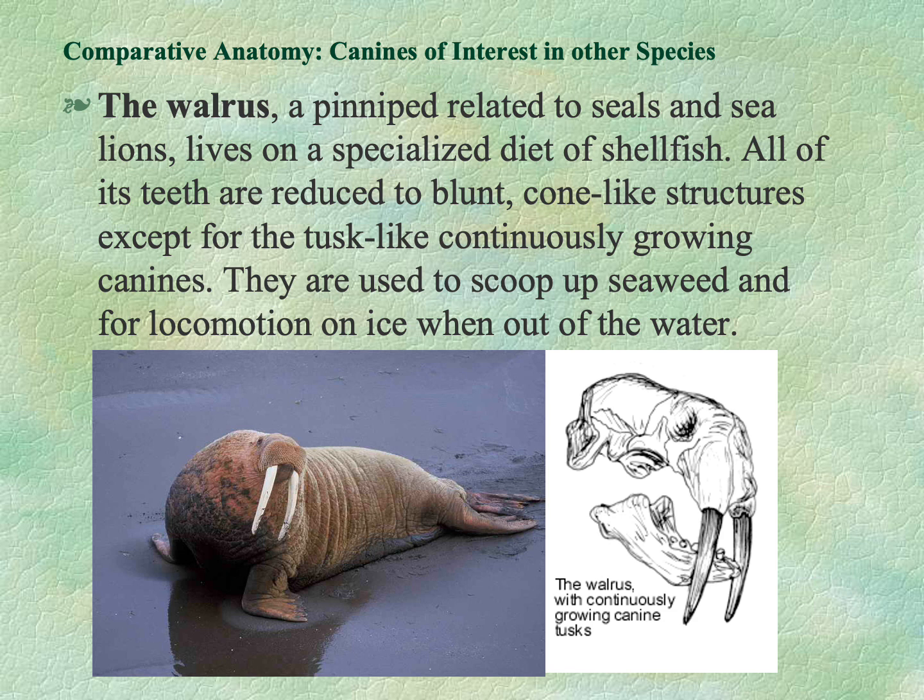The walrus, a pinniped related to seals and sea lions, lives on a specialized diet of shellfish. All of its teeth are reduced to blunt, cone-like structures except for the tusk-like, continuously growing canines. They are used to scoop up seaweed and for locomotion on ice when out of the water.